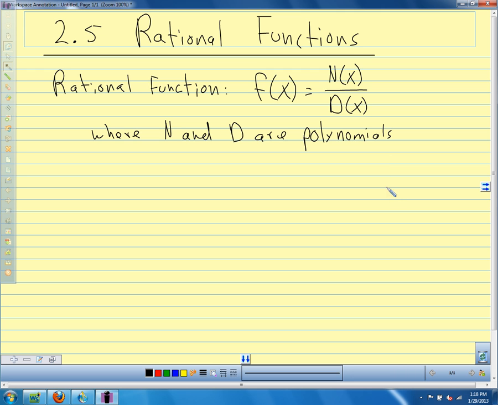And we'll say that the domain of a rational function is all real numbers where the denominator isn't 0. So we just don't want to divide by 0. Polynomials are nice, they behave nicely, so we can plug any number into a polynomial. We just don't want to get 0 when we plug in our number and calculate in our denominator. So we don't want our denominator to be 0.